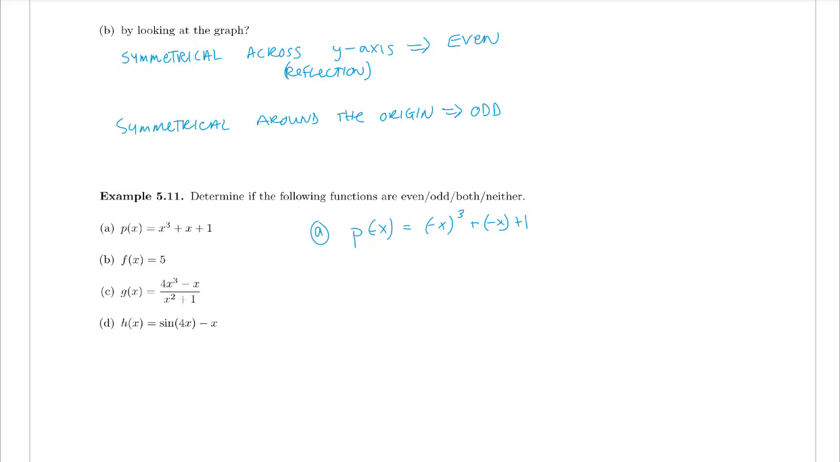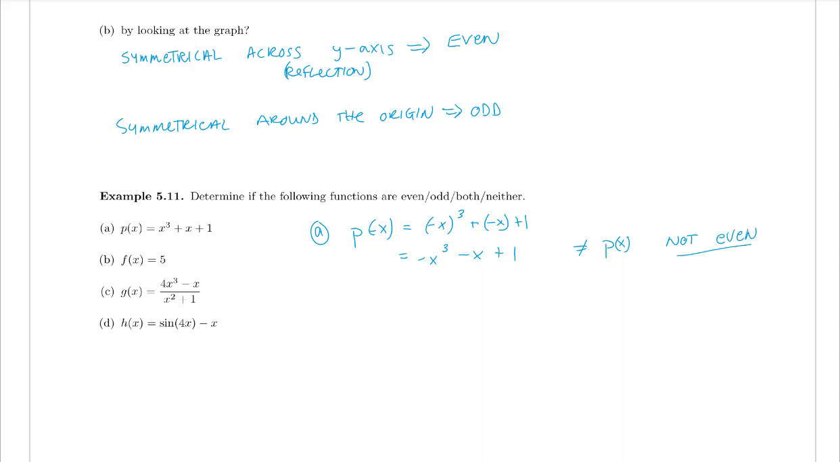So let's go ahead and simplify this. This is an odd function itself, so we can pull out the negative there, because negative x cubed is negative x cubed. That makes sense. And then this is going to be a minus x right here, plus 1. Let's take a look at this. Is this the original function p? Nope, we have some negatives here that we didn't have before. So it's not p of x, which means that it's not even.